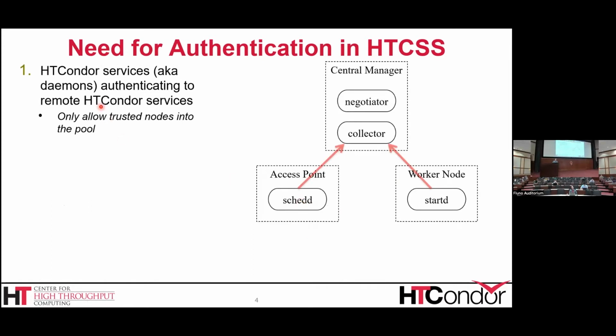So the HTCondor services, AKA these daemons that are running to implement the Condor service, are authenticating to remote HTCondor services. So this access point is running a schedd. It needs to talk to the collector. Similarly, the startd on the execution point needs to advertise ads to the collector. And the idea is you only want trusted nodes admitted into this pool, okay?